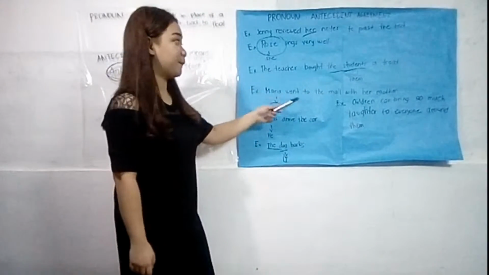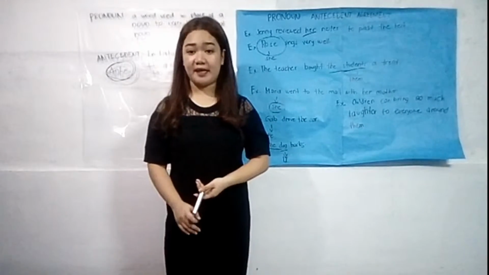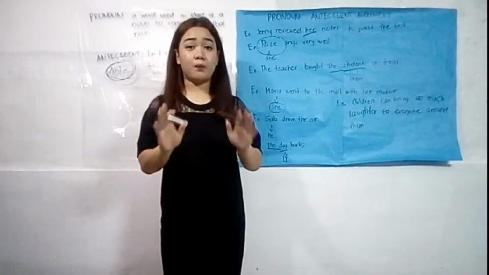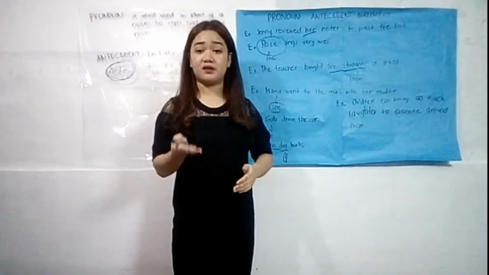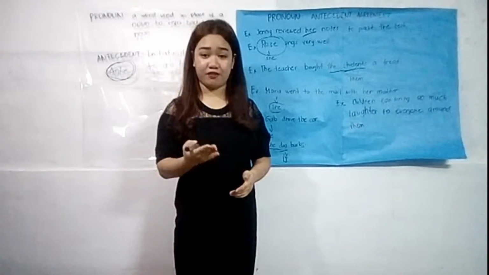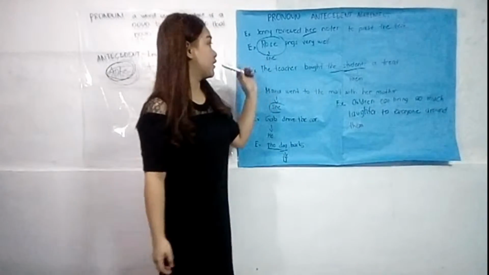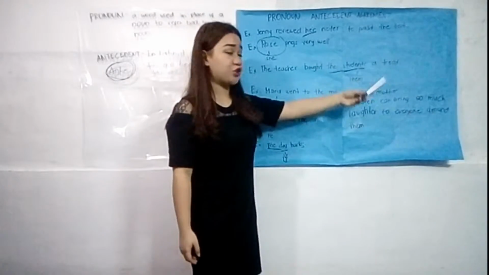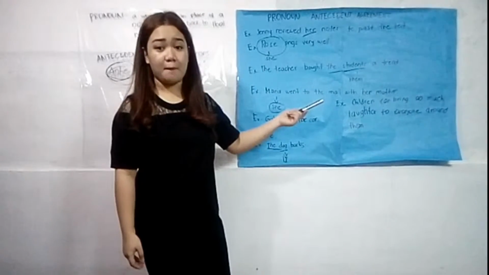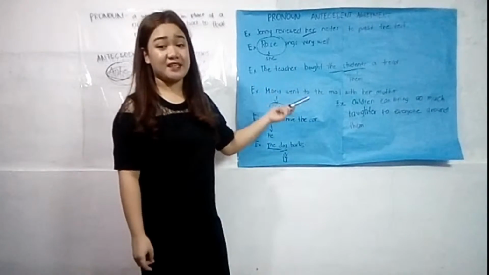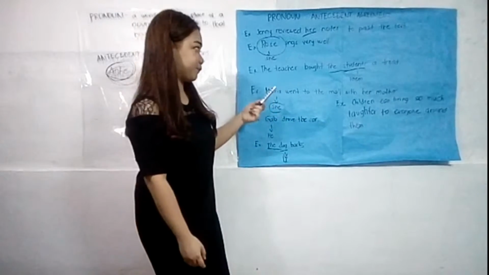We have the example: the teacher bought the students a treat. But before that, an object noun is a noun that takes upon the action of the verb. In this sentence, the teacher bought the students a treat, the students is the object because it takes upon the action of the verb.